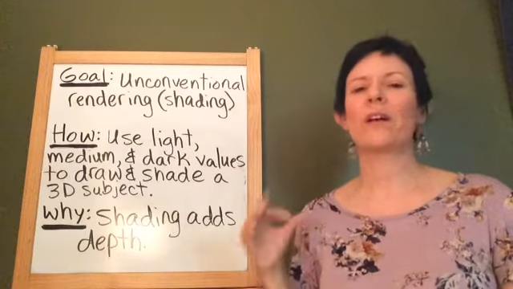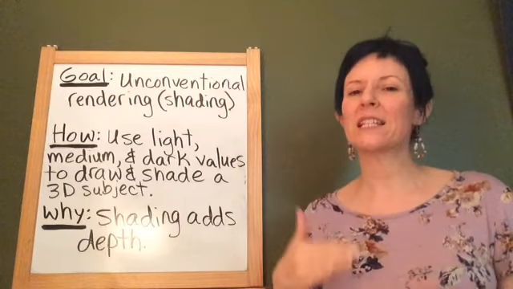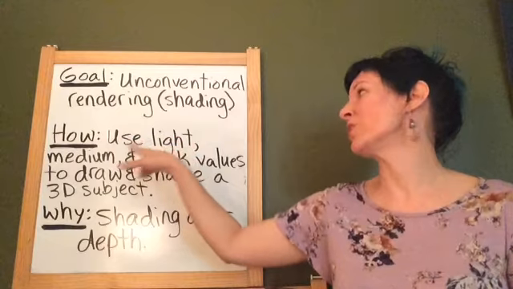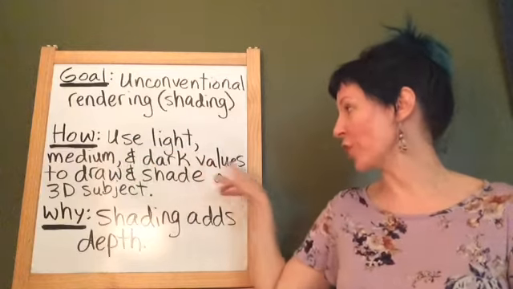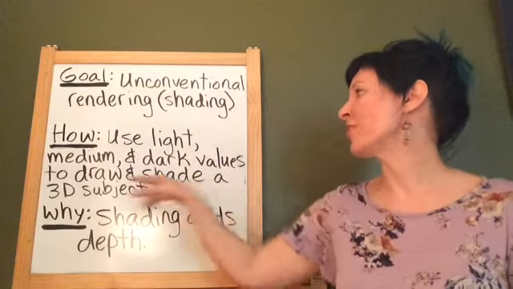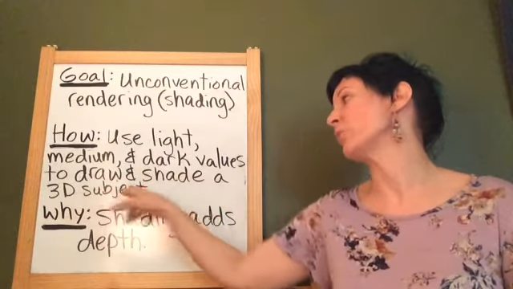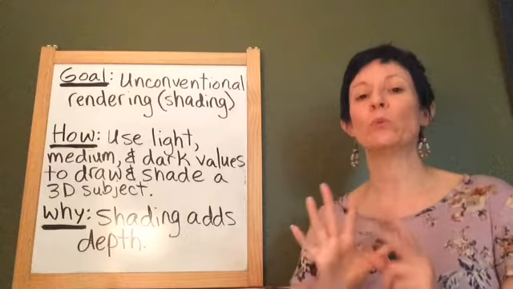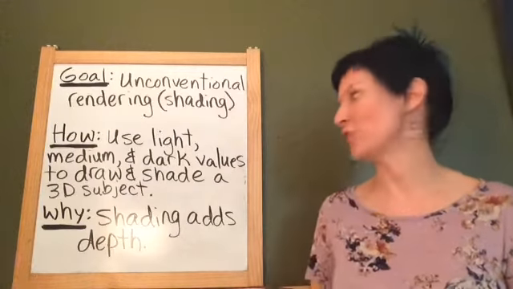When I think of rendering, though, I usually think of shading, just taking it a little bit more into a realistic kind of drawing. How we're going to do that is you're going to use light, medium, and dark values. Remember that means light and darkness of a color. Light, medium, and dark values to draw and shade a 3D subject. So your actual artwork is going to be two-dimensional, flat, but you're going to be rendering something that looks three-dimensional.